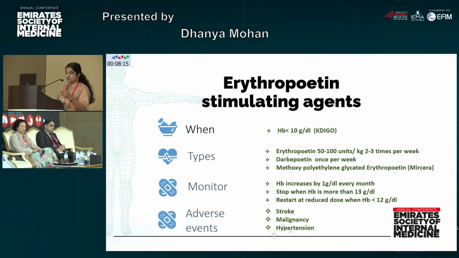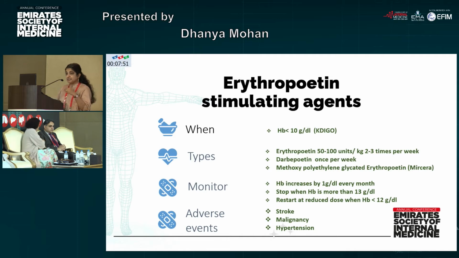We monitor the hemoglobin once we start on erythropoietin-stimulating agent, along with iron, by checking the hemoglobin. The expected response is 1 gram rise every month. We must stop erythropoietin when the hemoglobin is more than 13 gram per deciliter and restart at a later, lower dose when it's less than 12 gram per deciliter.